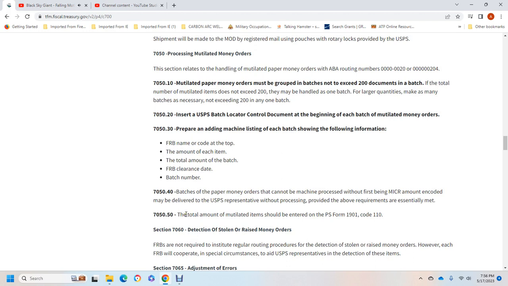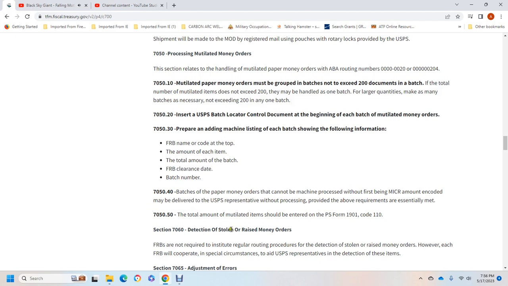Batch of the paper money orders that cannot be processed by machine without first MICR amount may be delivered to the USPS. Represented without profit provided the above requirements are essentially met. 750.50 total amount of mutilated items should be entered with the PS Form 1901 coded 110.